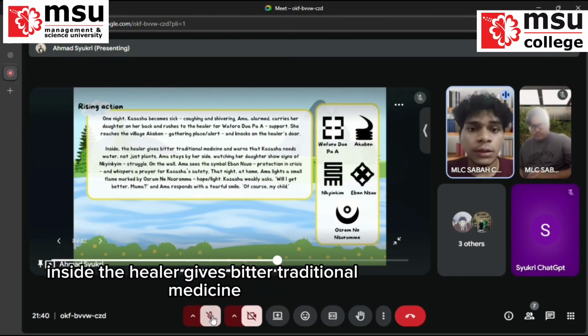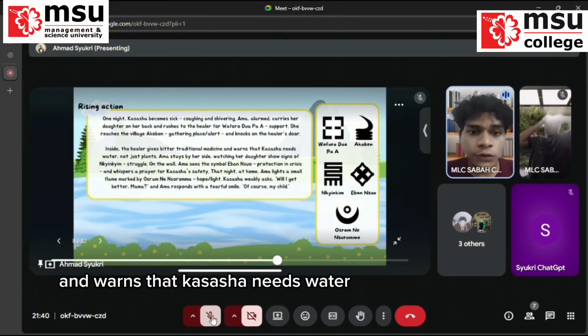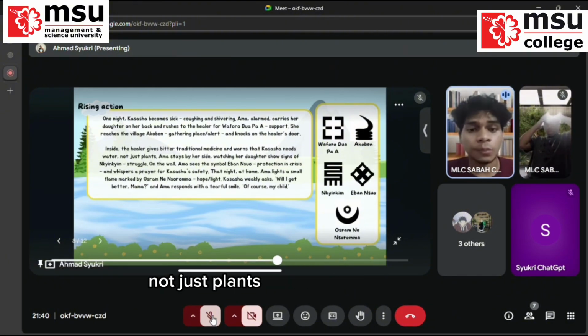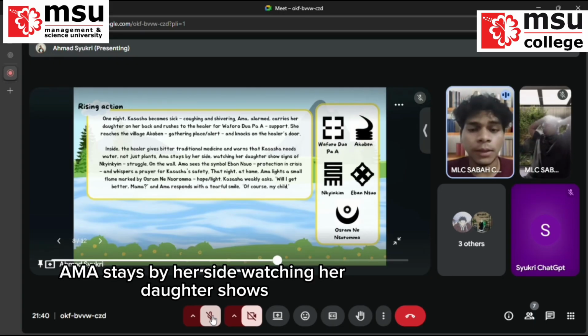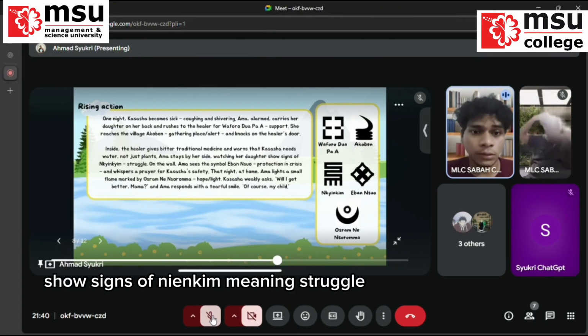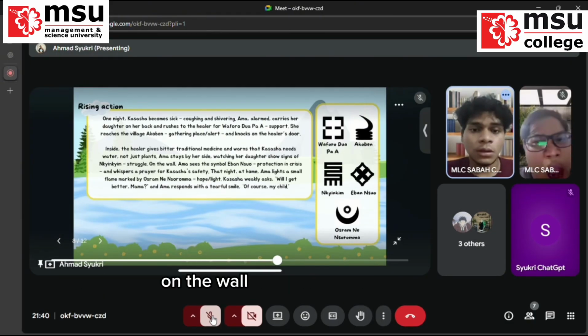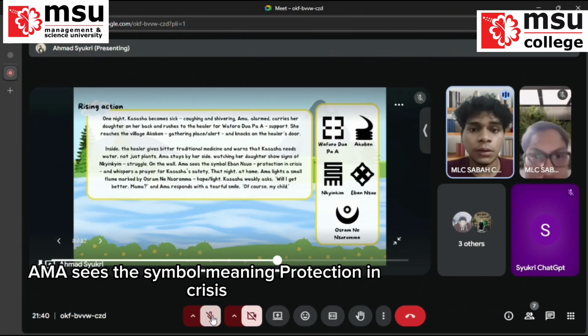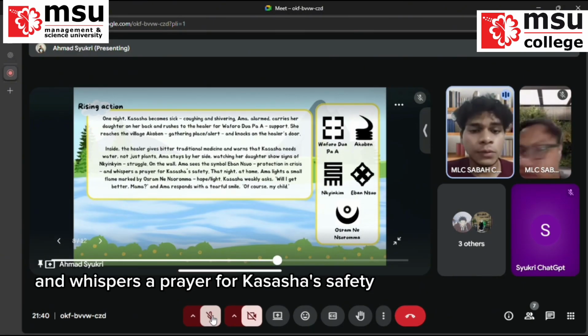Inside, the healer gives bitter traditional medicine and warns that Kasasha needs water, not just plants. Amma stays by her side, watching her daughter show signs of Nkyinkyim, meaning struggle. On the wall, Amma sees the symbol Eban Nsuo, meaning protection in crisis, and whispers a prayer for Kasasha's safety.